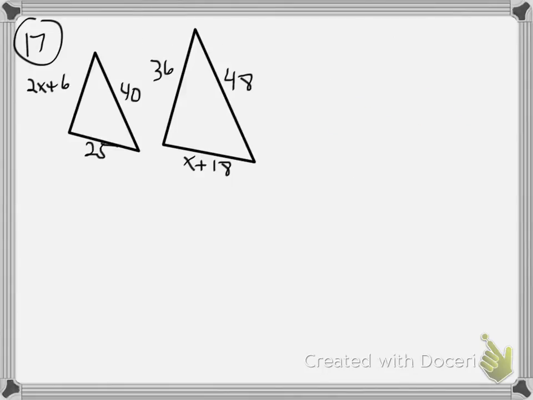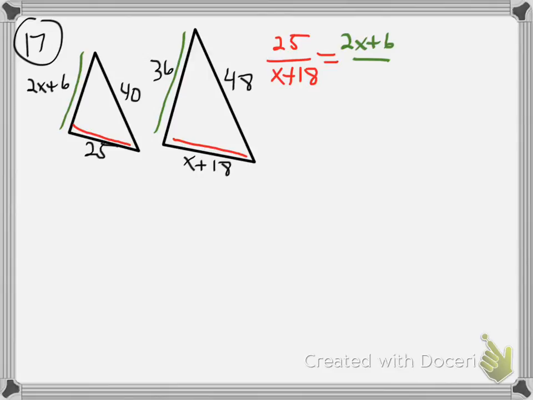Okay, in this problem they want us to solve for x to make the two triangles similar. So there's a couple things we can do. If I just look at the picture and assuming it's drawn to scale, the smallest side to the smallest side, that'd be 25 over x plus 18, equals the medium side to the medium side, 2x plus 6 over 36, and the last one looks like the long side to the long side, 40 over 48. So you just pick.